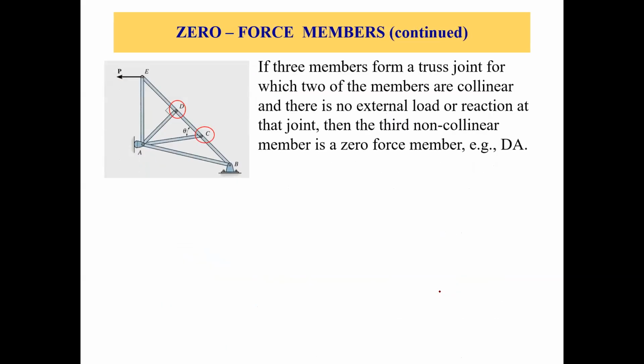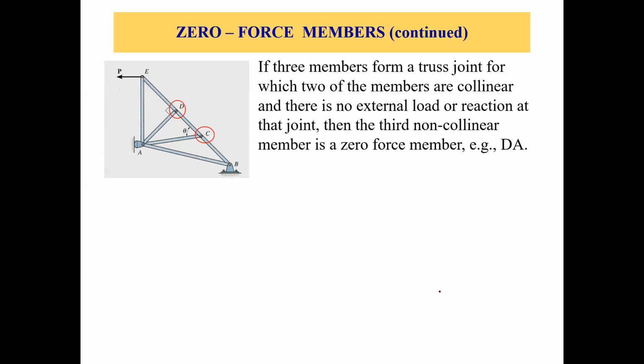Let's see the second condition. The first condition was two members, non-collinear, no external load at that joint, no support reaction on that joint. Now, if there are three members at a joint, and two of the members are collinear and there's no external load or reaction at that joint, then the third non-collinear member is a zero force member.